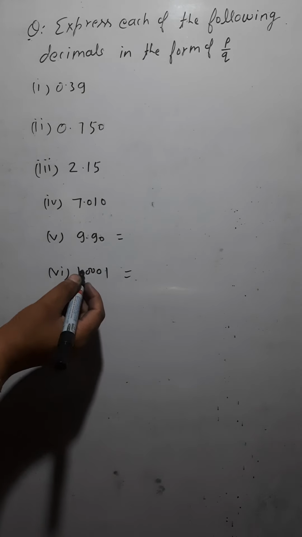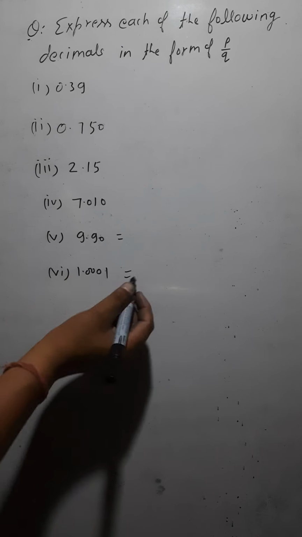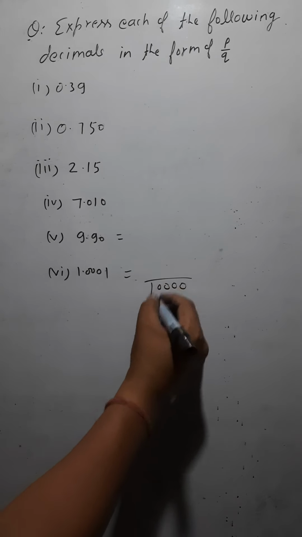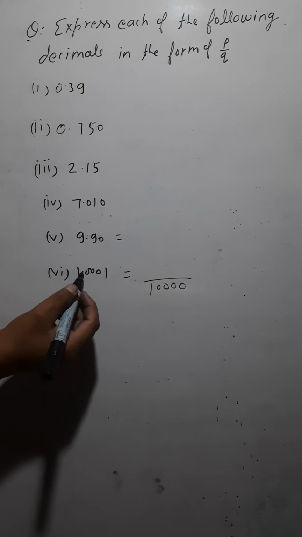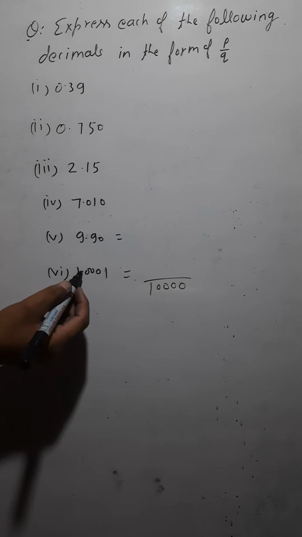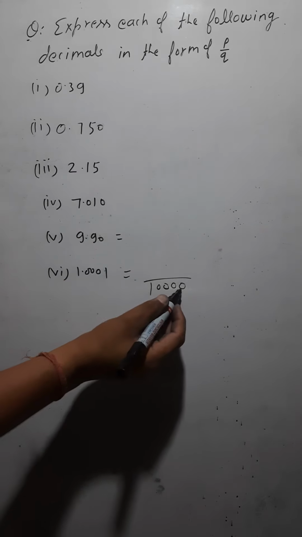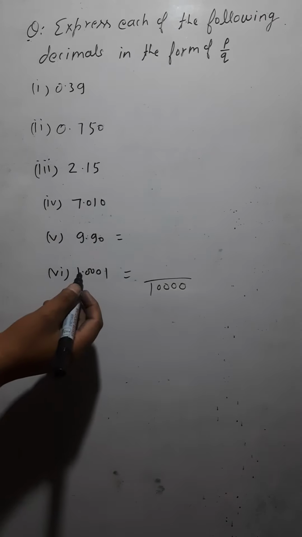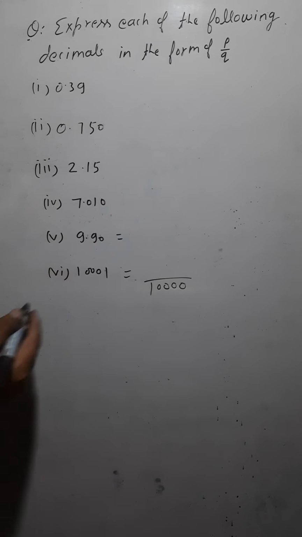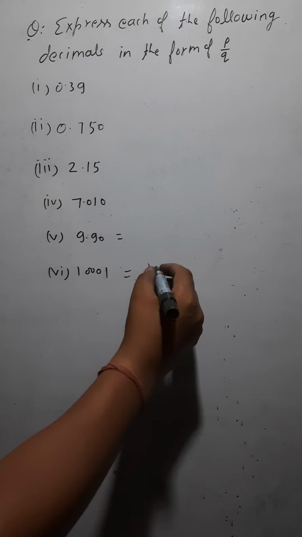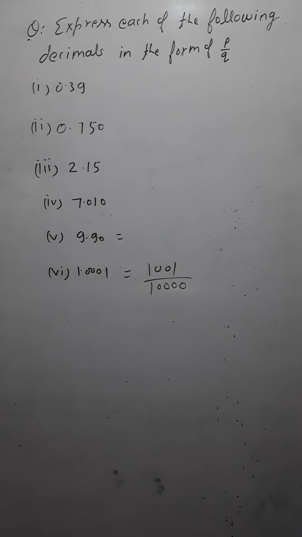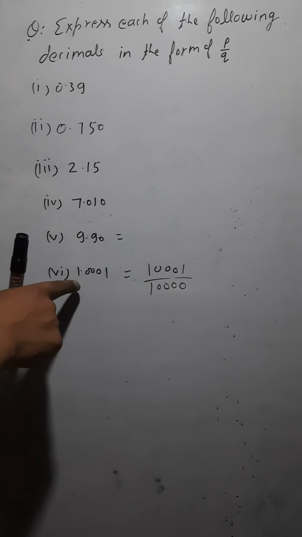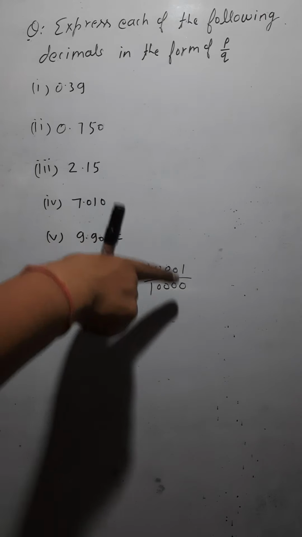Now here, if you see, here is the decimal. After the decimal, how many digits are there? 1 2 3 4. So you write 4 zeros downside, then 1, isn't it? Just check how many digits are there after the decimal. Then upside, what would you write? If you remove the decimal, what is left? 1 triple 0 1. So this would be the required answer, isn't it? Sorry, triple 0 is there. So this is how you express the given terminating decimal in the form of p by q.